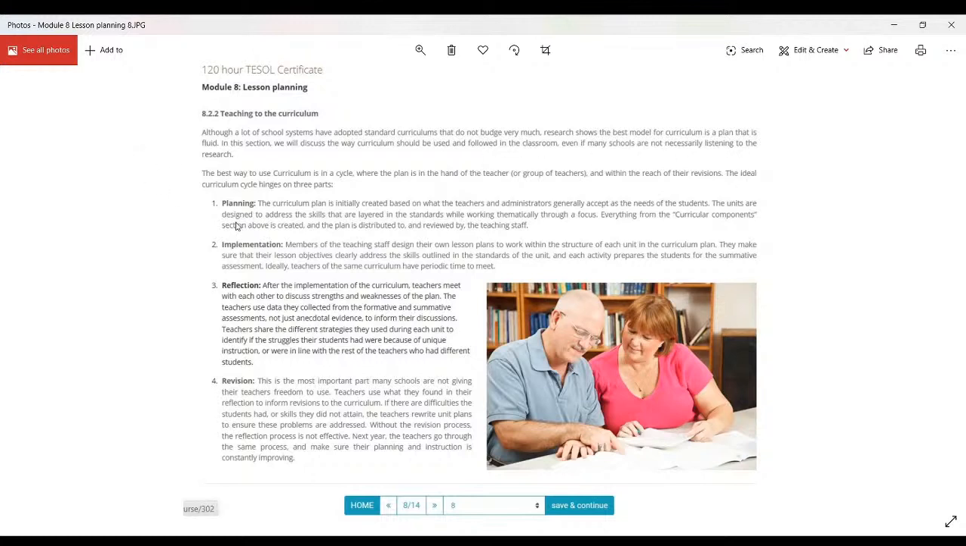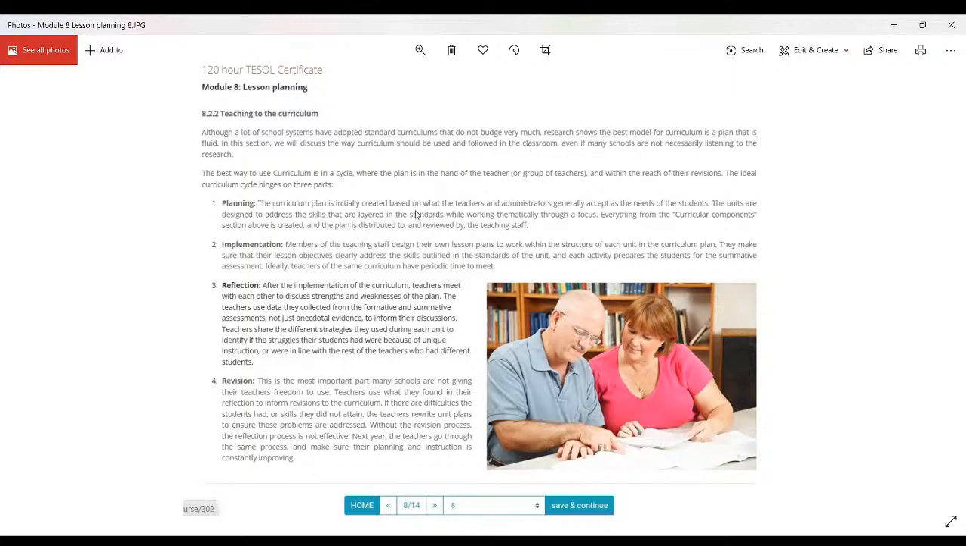All right. The best way to use curriculum is in a cycle, where the plan is in the hand of the teacher or group of teachers and within the reach of their revisions. The ideal curriculum cycle hinges on three parts. Okay, planning, implementation, and reflection. Although, actually, four parts siya. Meron ding revision.